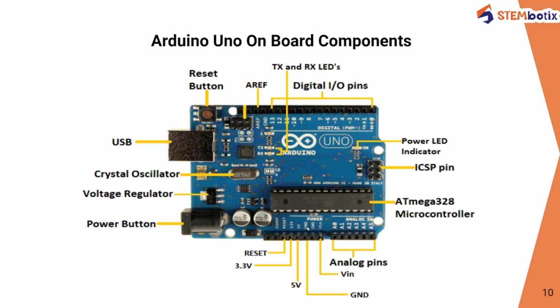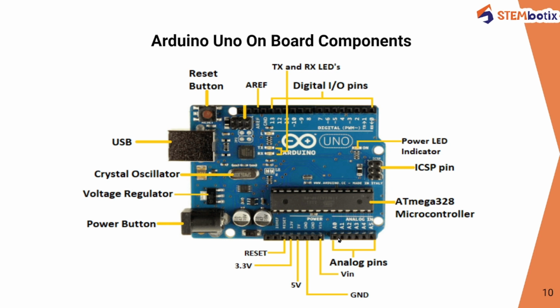After that we have two different ground pins. This whole board has several ground pins. Two of them are here and one is here. These ground pins are used to give a ground connection to your circuit. So using these you can ground your circuit.